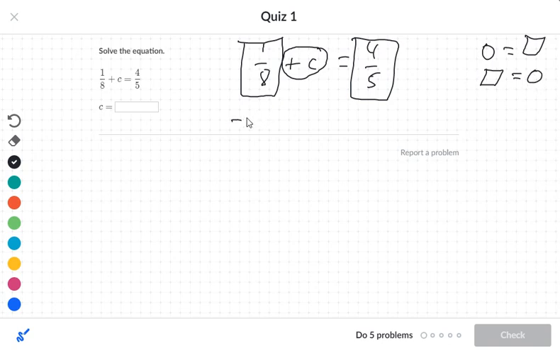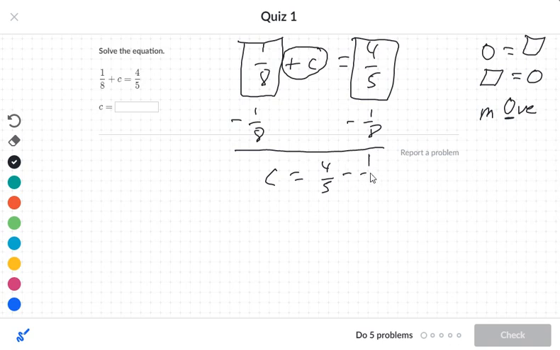So I need to get the 1/8 out of there, and I'm going to write down the opposite. Remember, when I move something, the O is opposite, so whatever's being moved is going to become opposite. Every box is going to get a negative 1/8. So what happens here is I get C is equal to 4/5 minus 1 over 8.